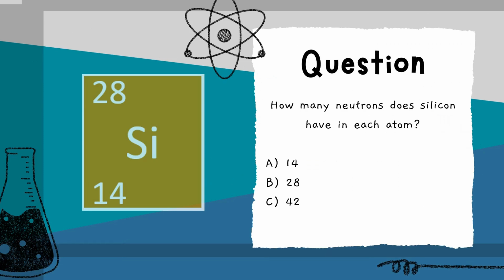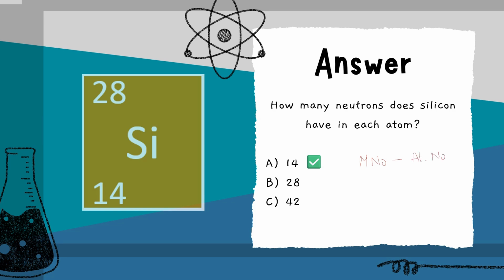Moving on to the next question. Can you tell me how many neutrons silicon has in each atom? Pause the video, think, and then answer. If you answered 14, it is correct. Number of neutrons is mass number minus atomic number. Mass number is 28, atomic number or the number of protons is 14, so the number of neutrons is 14. Here the number of protons is equal to the number of neutrons.